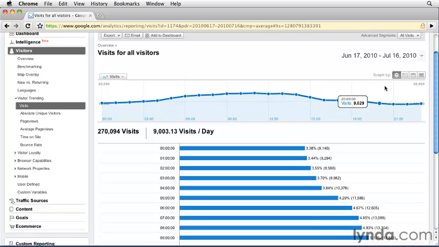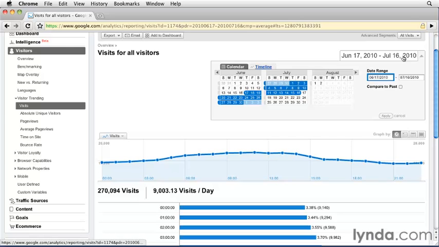Be careful about context to make sure you're comparing apples to apples. Some months have more days than others. For example, the month of June has 30 days, while the month of July has 31. Also pay attention to days of the week and holidays as well.